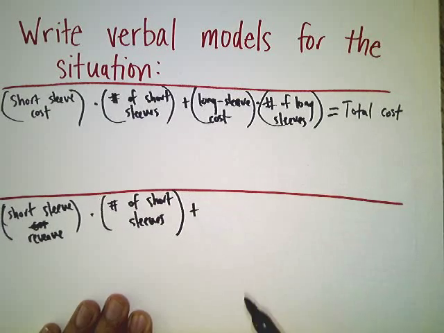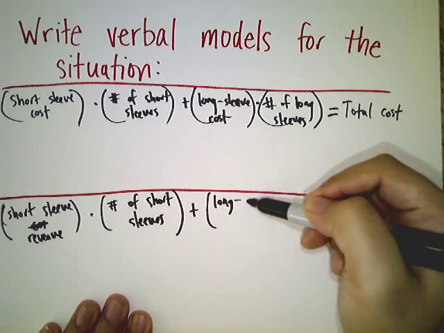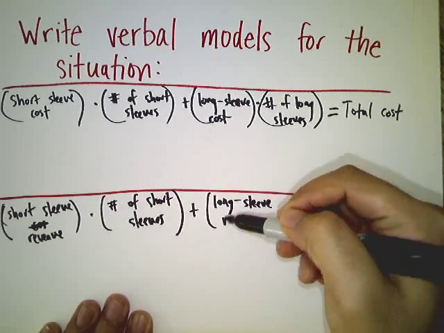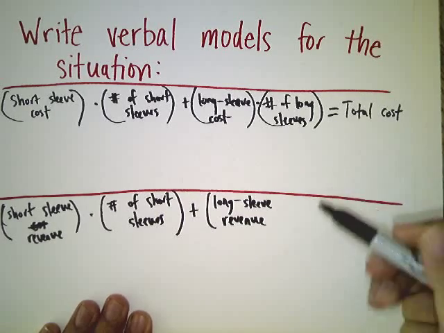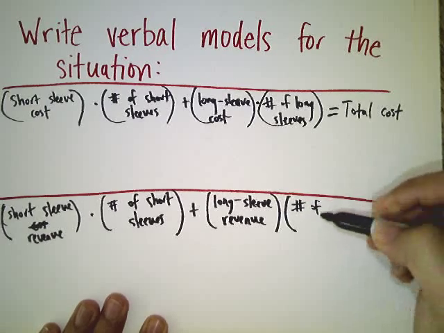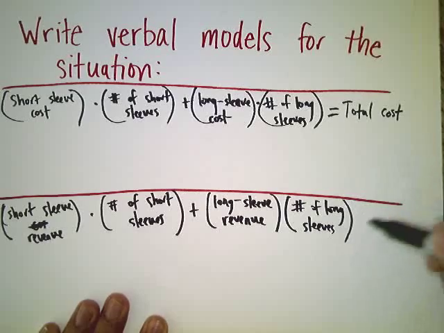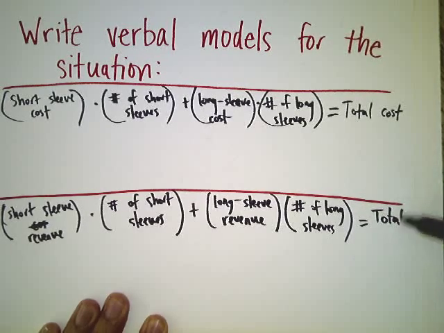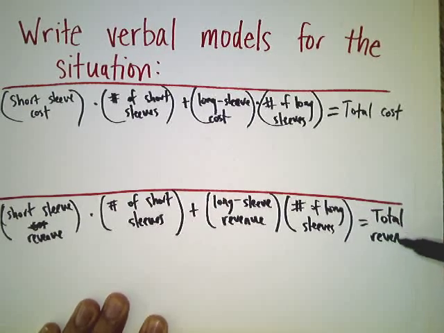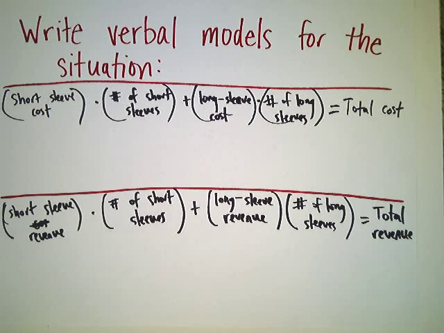And if we add the same amount for the long sleeves, so the long sleeve revenue times the number of long sleeves, we'd get the total revenue. Okay, now we have these numbers. That's the thing here.